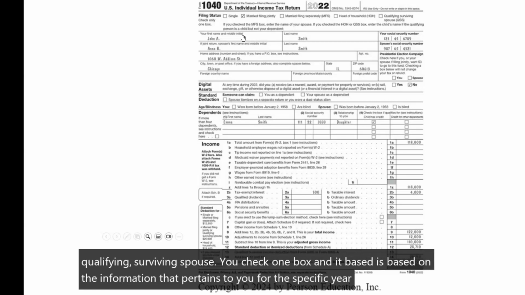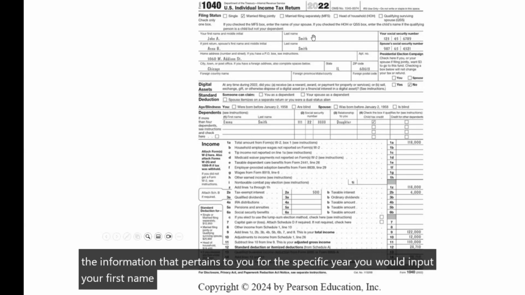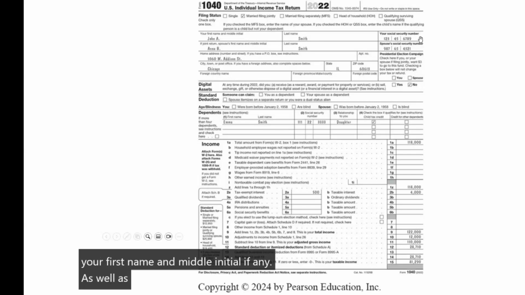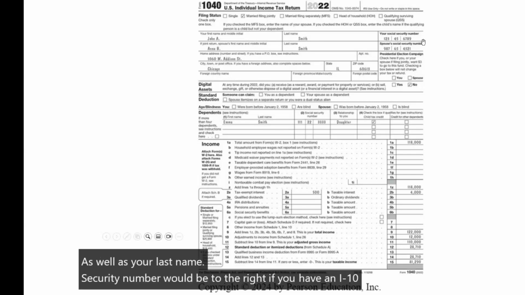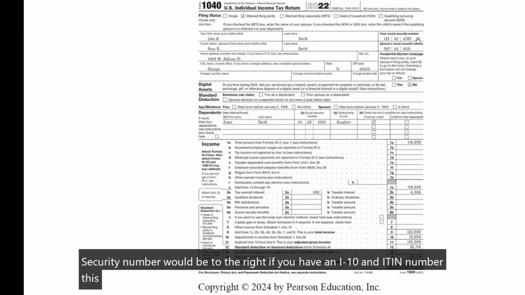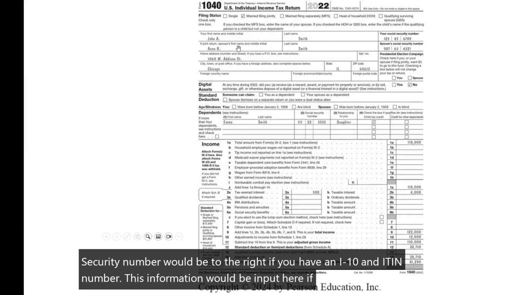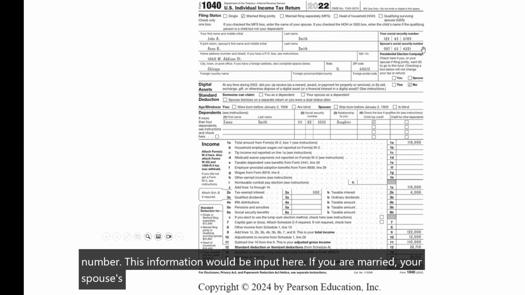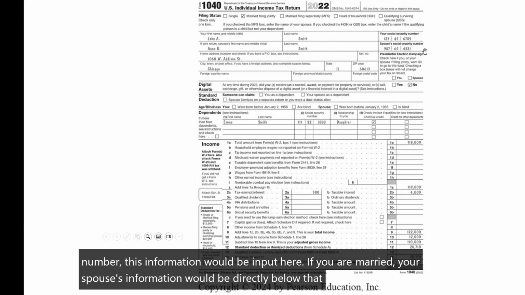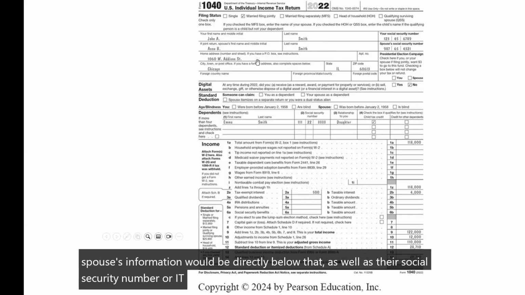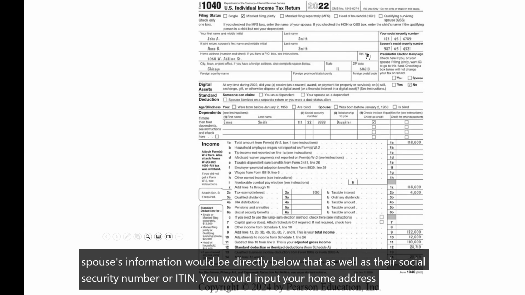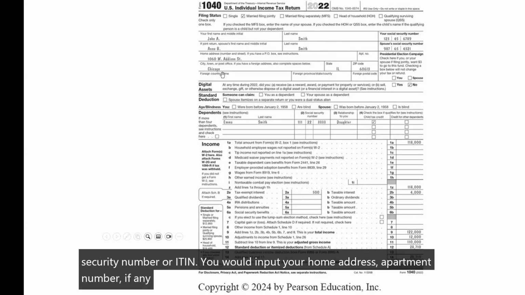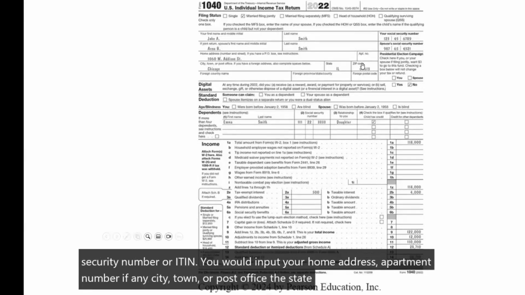You would input your first name and middle initial, if any, as well as your last name. Your social security number would be to the right. If you have an ITIN, this information would be input here. If you are married, your spouse's information would be directly below that, as well as their social security number or ITIN. You would input your home address, apartment number, if any, city, town, or post office, the state abbreviation, as well as the zip code.